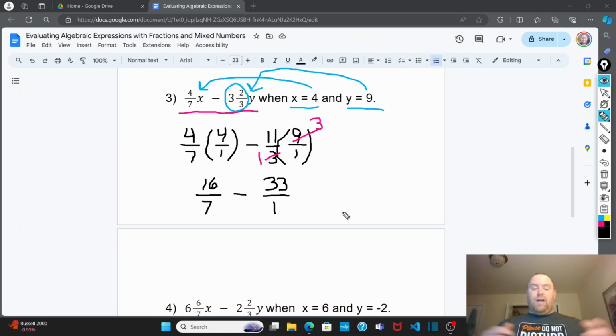Now, to subtract two fractions with different denominators, we want to get a common denominator. And we can do that by multiplying 33 and 1 by 7. So I'm going to multiply both the top and the bottom here by 7. So when I do that, our problem becomes 16 over 7 minus, let's do up here, 33 times 7.